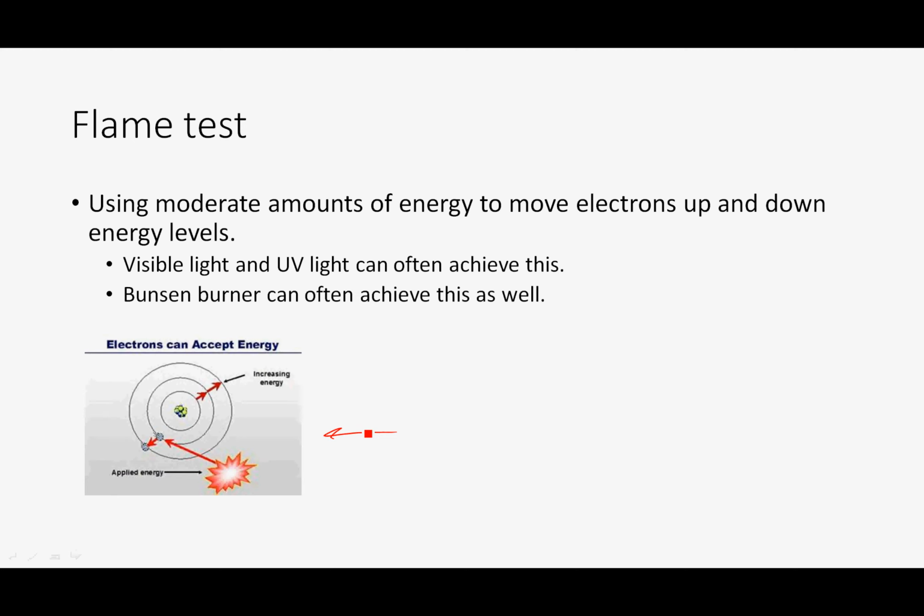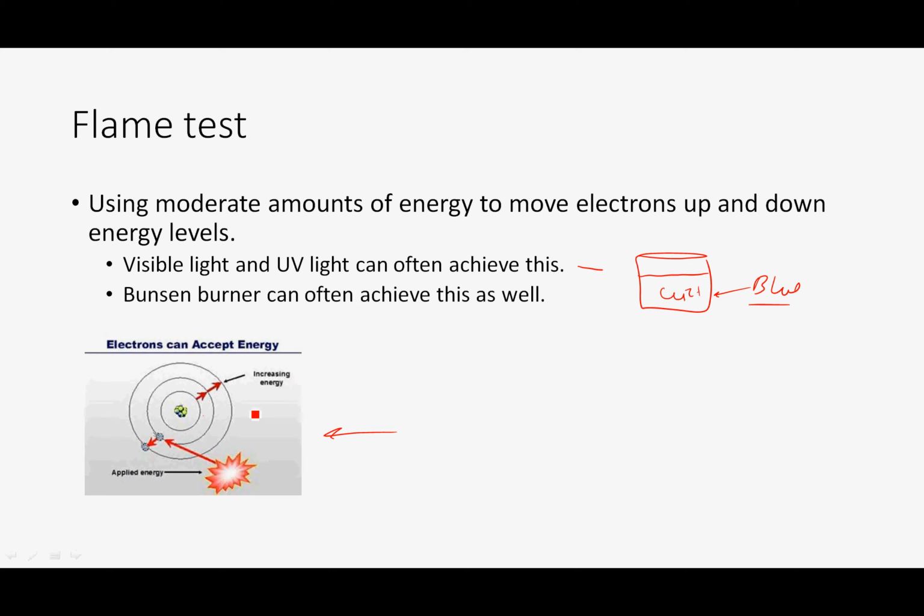Using a moderate amount of energy to move electrons up and down energy levels, visible light and UV light can achieve this. For example, it's theorized that copper 2+ ions inside solutions produce a blue color. That blue is theorized to be achieved when light hits it, electrons move, and they drop back down and give off this particular light. A Bunsen burner can often achieve this as well. We'll take a substance and put it into a moderate amount of energy with a Bunsen burner, and we can cause this shift to occur.